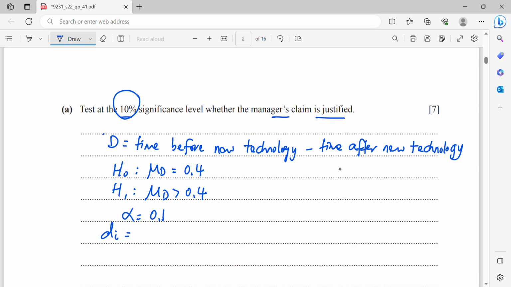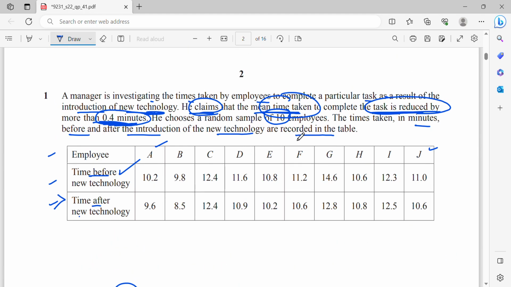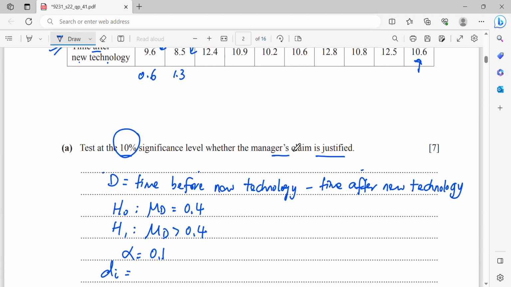So now my DI will be counted using before minus after. By looking at the table, before minus after the first value, 10.2 minus 9.6 is basically 0.6. Alright, so 9.8 minus 8.5, it will be 1.3. So I will count up to the data number 10. I will list down all the 10 values here.